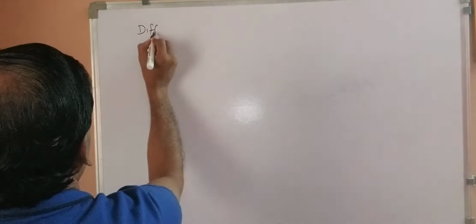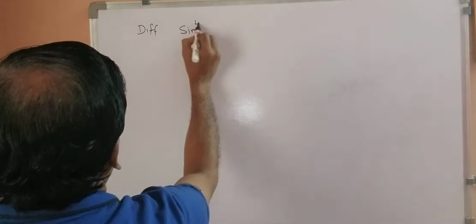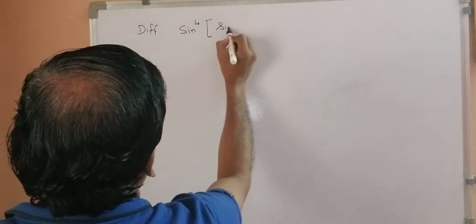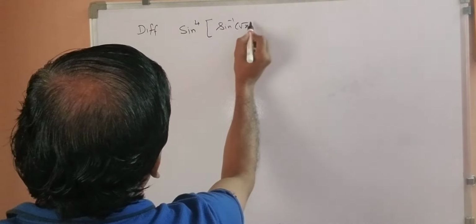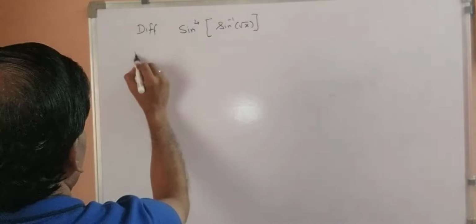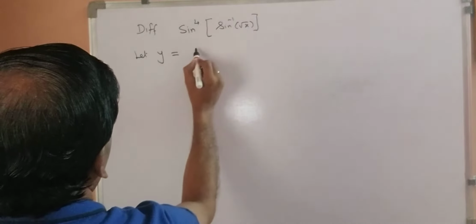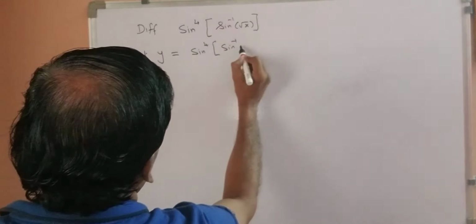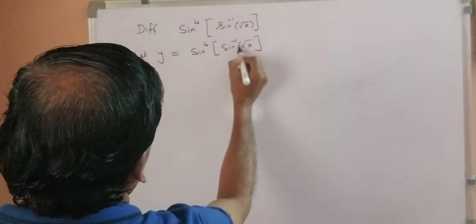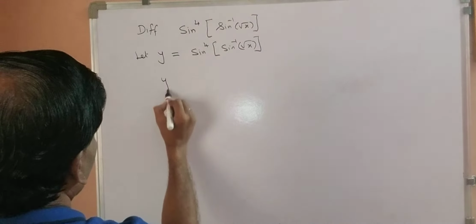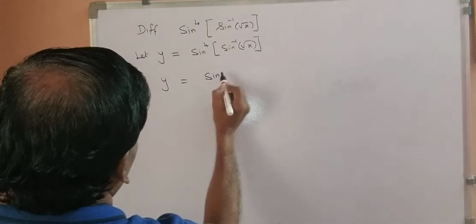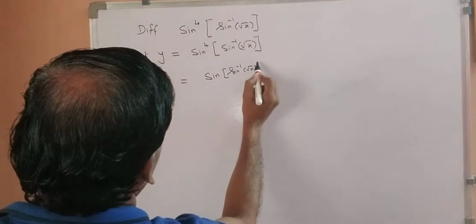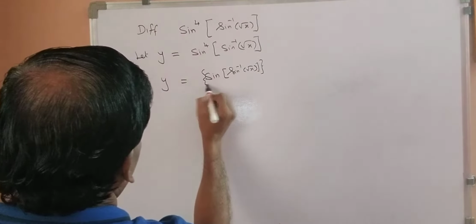Differentiate sin to the power 4 of sin inverse root x. Let y equal to sin to the power 4 of sin inverse root x. Now let us write like this, sin of sin inverse of root x, the whole to the power 4.